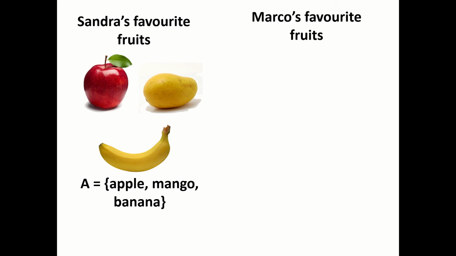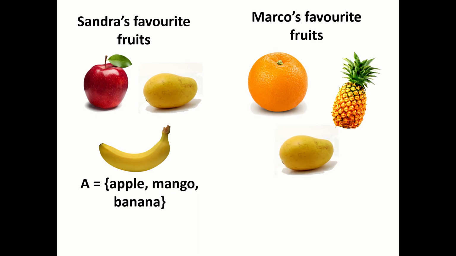And for our second set, we have Marco's favorite fruits. We have orange, pineapple, and mango. So we will represent this set as set B. And again, we can write it in roster notation just like Sandra's favorite fruits. B containing the elements orange, pineapple, and mango.